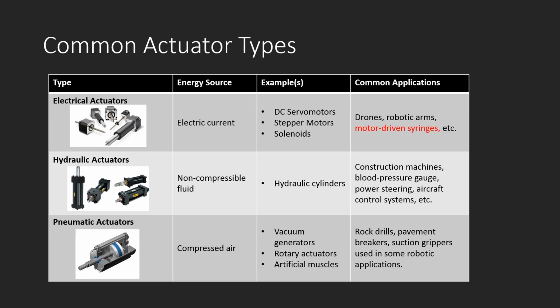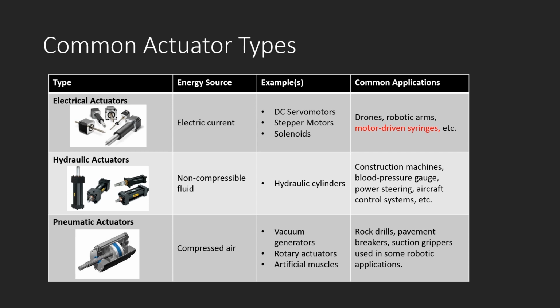Hydraulic actuators, such as hydraulic cylinders, use fluid that's non-compressible to transfer power to a machine. They can be found in construction machinery, hydraulic brakes, and aircraft control systems. Even inside your body, the human heart is an example of a biological hydraulic machine.